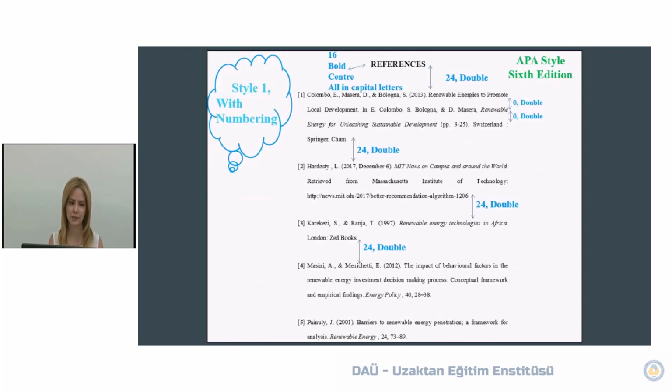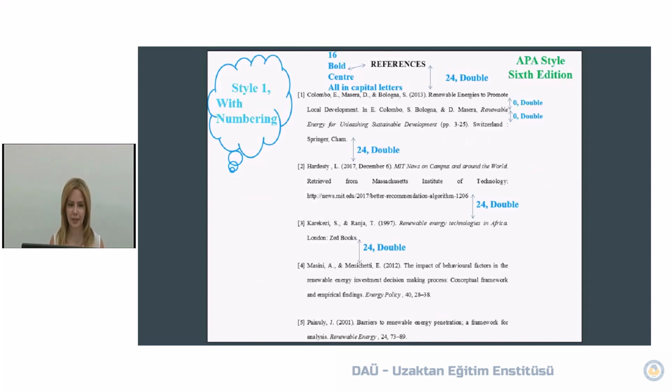If you are going to choose style 1 with numbering, it means that you are numbering your references. You are counting your references like 1, 2, 3, 4. And this one is based on the appearance in the text. It means that this reference is the first reference which appeared in our text. That's why we call it 1. And this reference is the second reference which appeared in our text. That's why we call it 2. So in style 1 with numbering, we are numbering them based on the appearance inside the thesis.